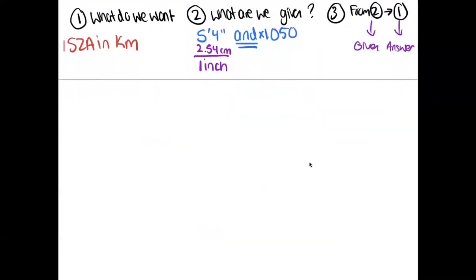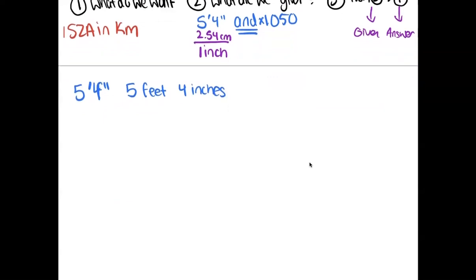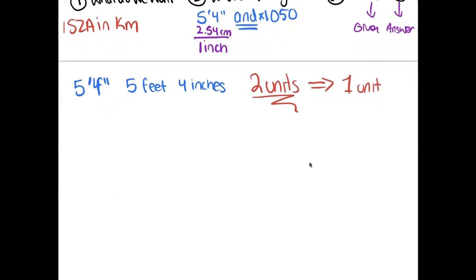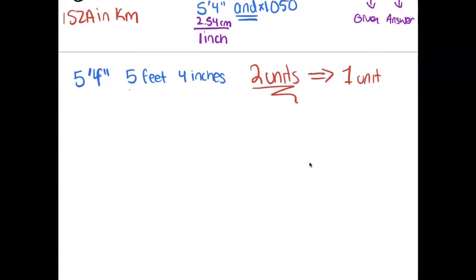Okay, so we're given that SZA is 5 feet 4 inches. So I'll write that in words: 5 feet, 4 inches. And right now we have 2 units. This is kind of hard. It's easier to reduce that into 1 unit. So what are we going to do to have 1 unit? Well, one way we can do is we can have the answer in feet, or we can have the answer in inches. How do we convert feet to inches?